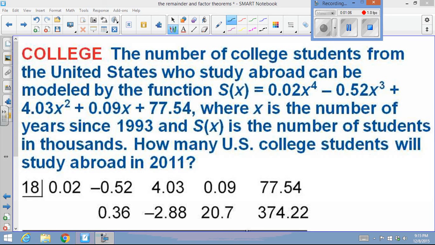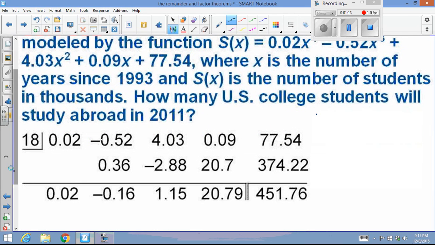I'm going to evaluate it using synthetic substitution. That's why the 18 is in the box. I'm going to follow the procedures for synthetic division. When I do that, my remainder is what I would have gotten had I substituted in 18, which is 18 years from 1993. So when I do that, I get 451.76. That tells me that it's 451.76 thousand students.